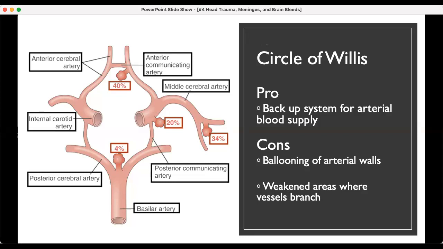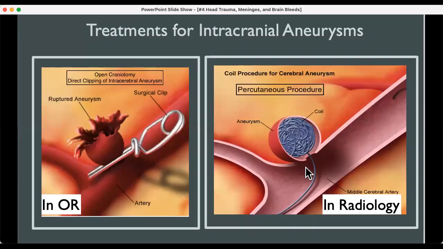So the pros: you've got a backup system, the circle of Willis. And the cons: you've got weakness. Treatment for aneurysms. The old way, and the way if it's completely ruptured, is to go in and put a clip across the aneurysm through an open craniotomy. That's in the OR, or the operating room.